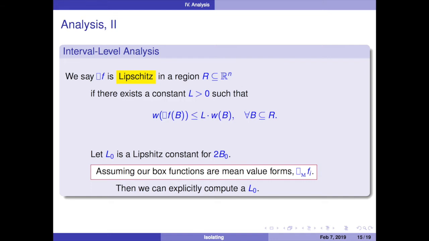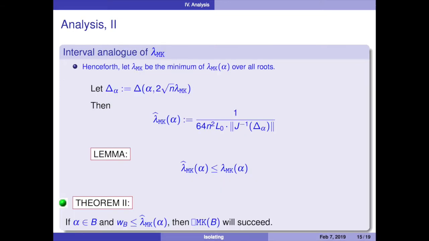And then when you go to the interval level, you have to start looking at Lipschitz constants. Then you have the interval analog of this lambda. And then you have a corresponding theorem that tells you that the box function, the interval version, will succeed. You see, this is really doing the converse.